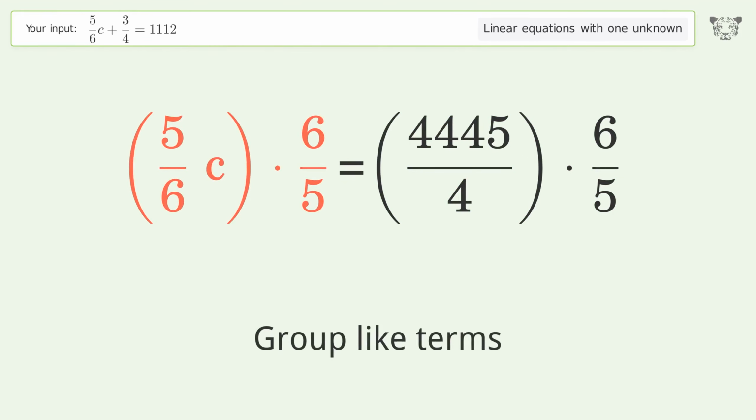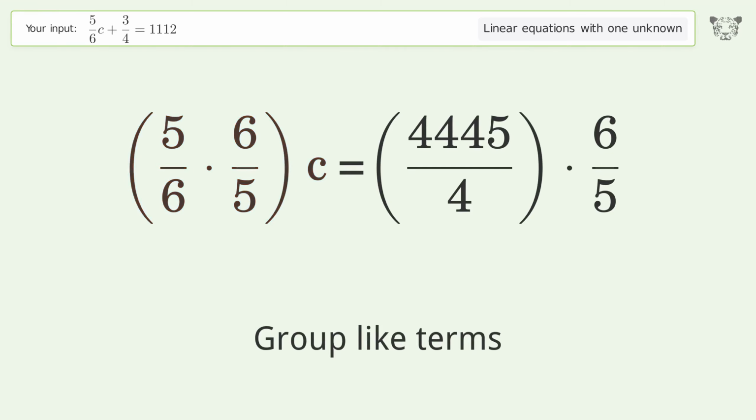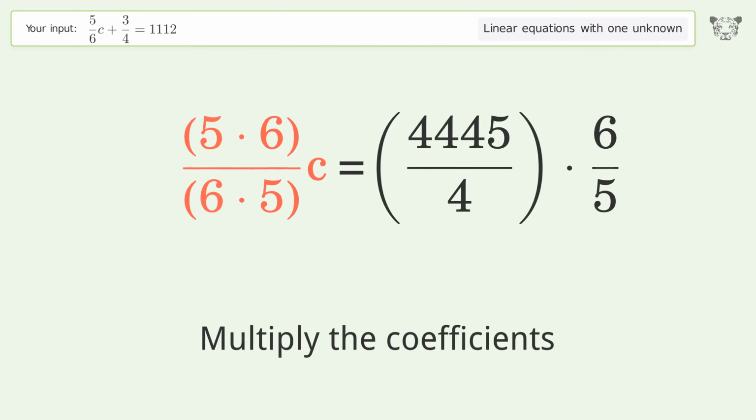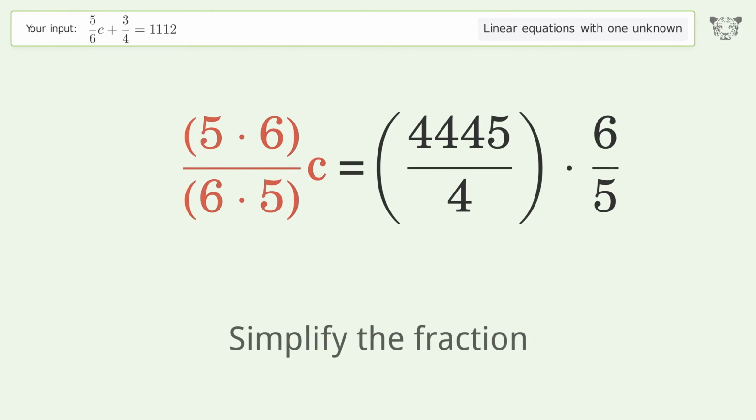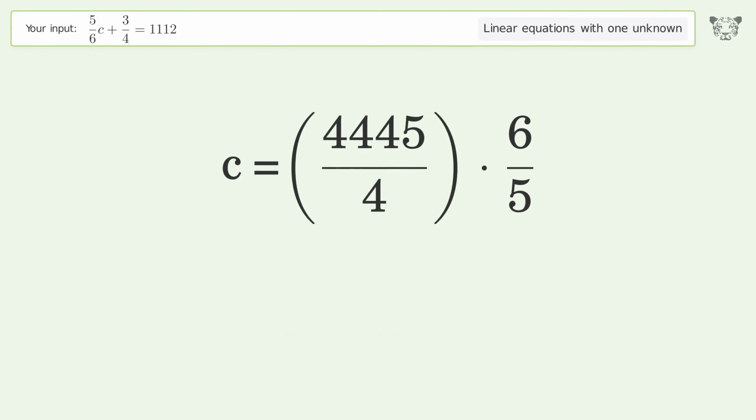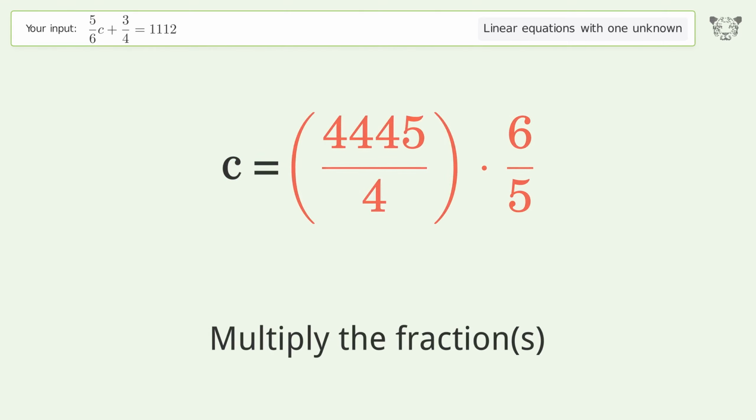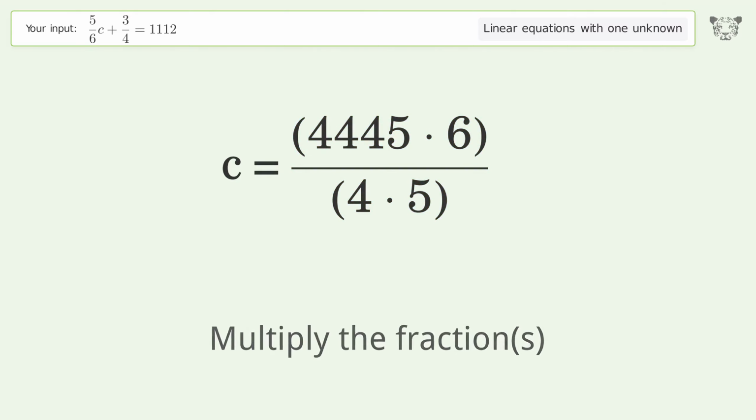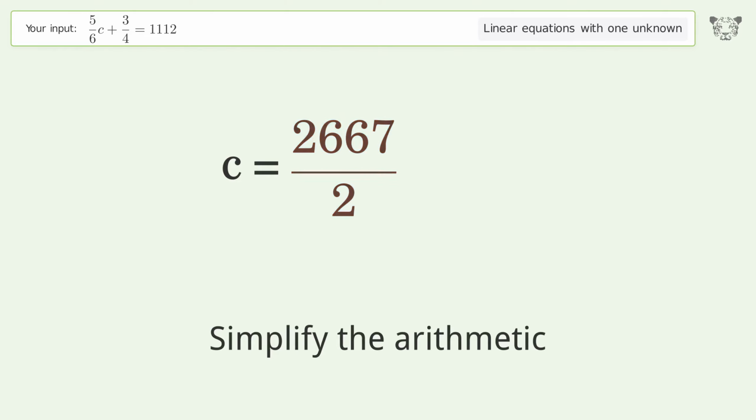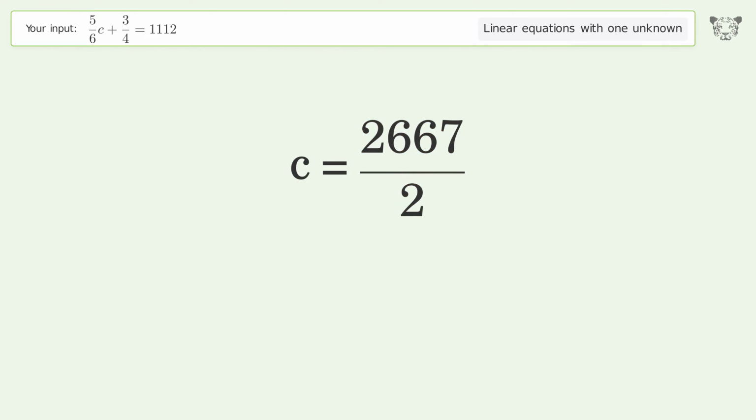Group like terms. Multiply the coefficients. Simplify the fraction. Multiply the fractions. Simplify the arithmetic. And so the final result is c equals 2667/2.